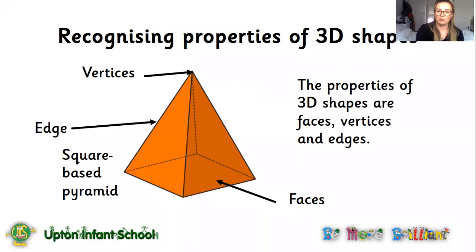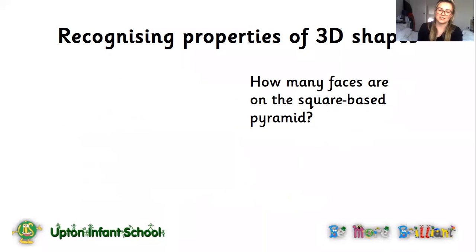And I've just put a little arrow on there so you can see it against our square-based pyramid. So we've got the face, which is the flat on the square-based pyramid. We've got the edge where two of the faces meet, and the vertice, which is the point where two of my edges meet.